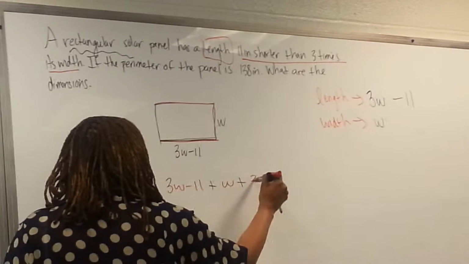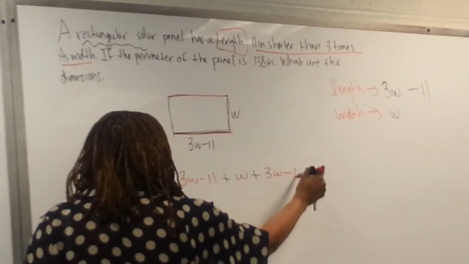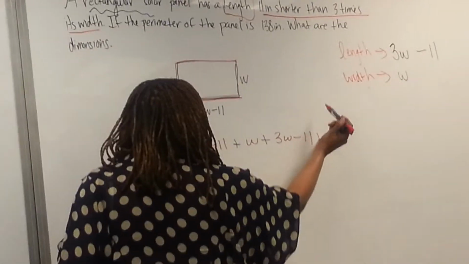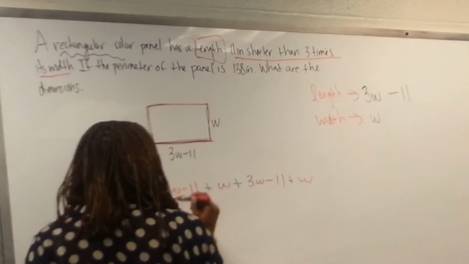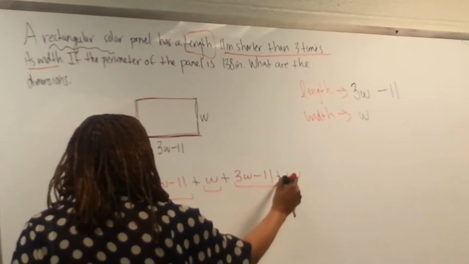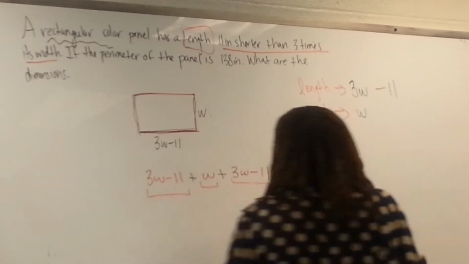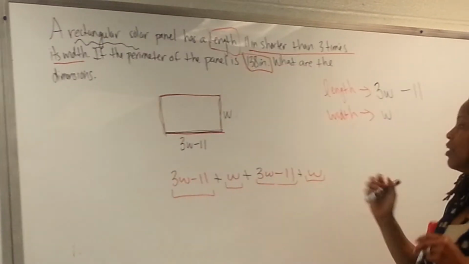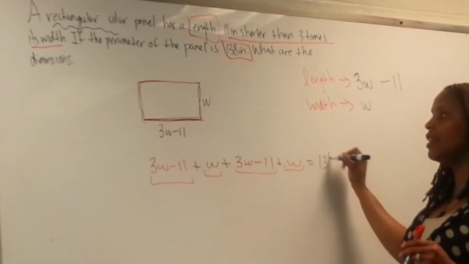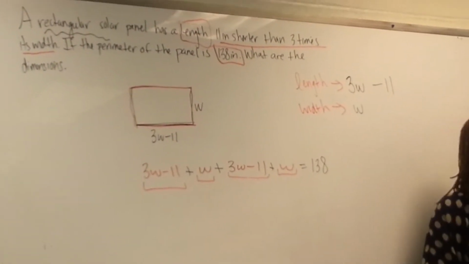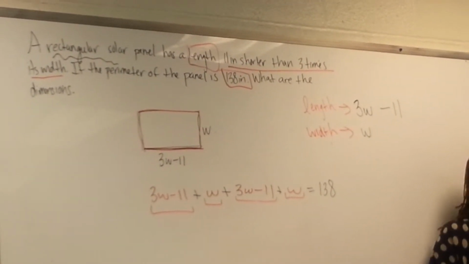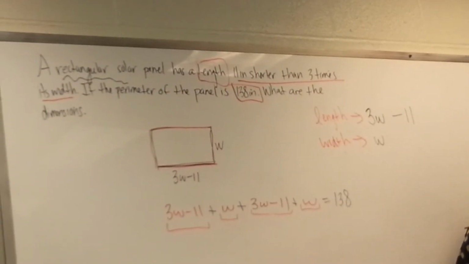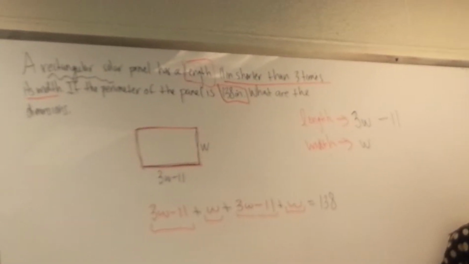3W plus 3W minus 11, and from here to here is how long? W. So you have all 4 sides accounted for. So that perimeter adds up to 138. Are we okay with that? Because at the onset, we said we didn't have any idea of what to do, but you do. You just have to persevere and push through. Are we okay with that?